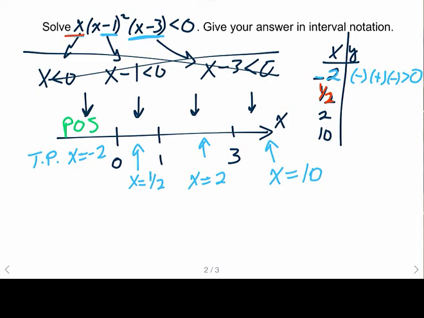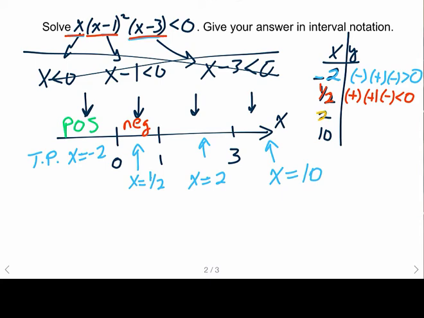Next, we have x equals 1/2. The factor x is going to be positive if x is 1/2. X minus 1, the quantity squared, is always positive because it's squared, or it could be 0. And 1/2 in place of x for x minus 3 is a negative factor. Positive times negative is a negative output. That's going to be the case for every value between 0 and 1. And so I mark that that's negative in that interval.